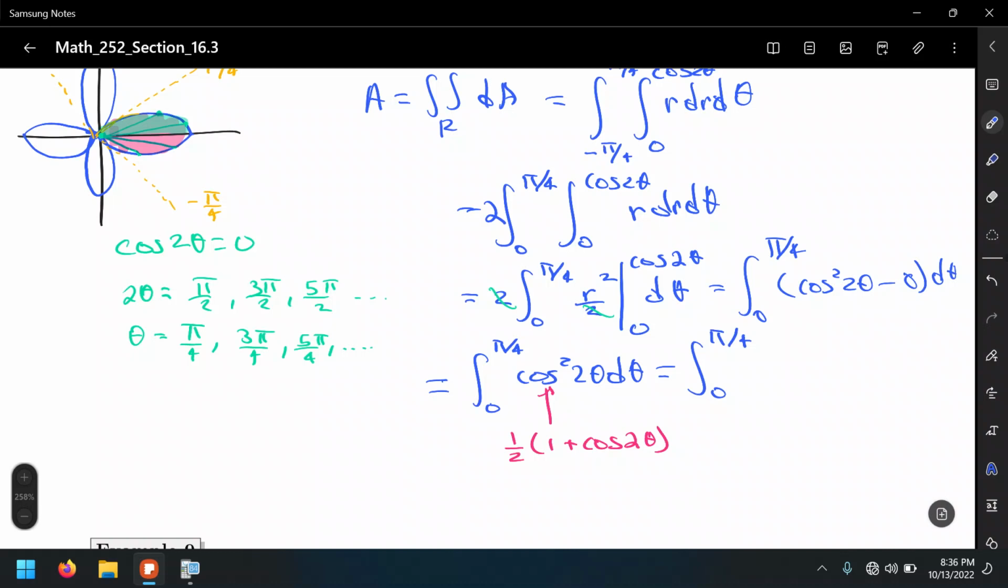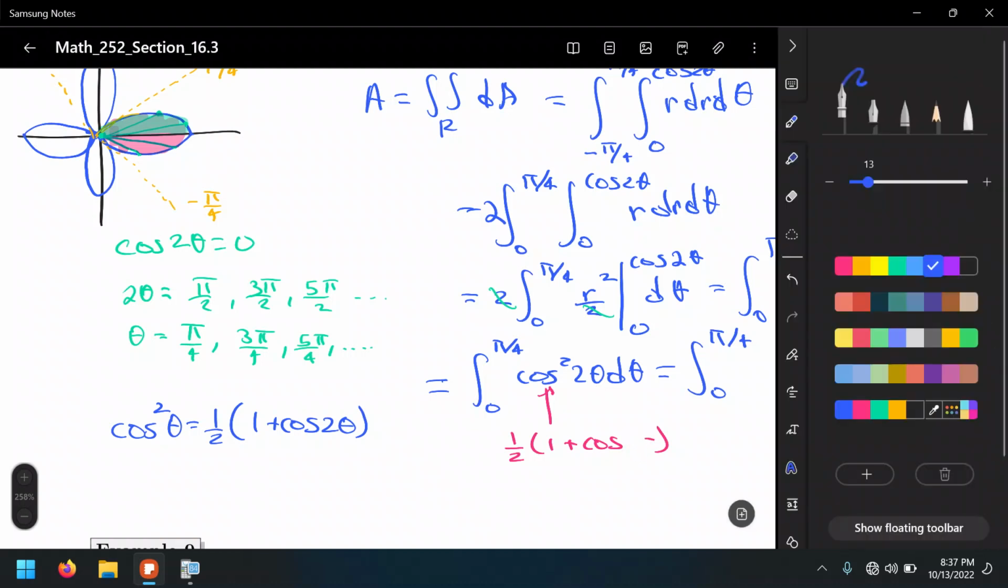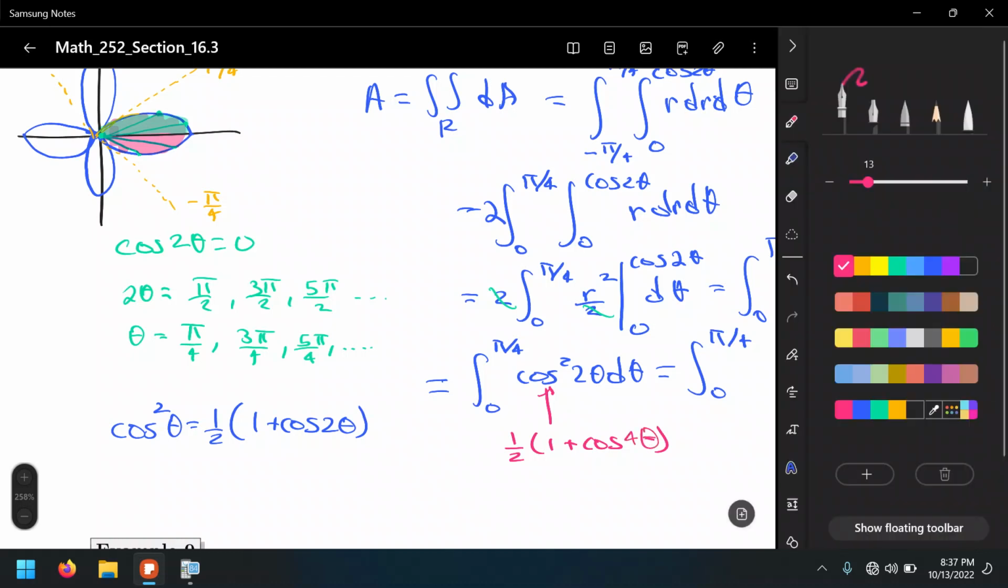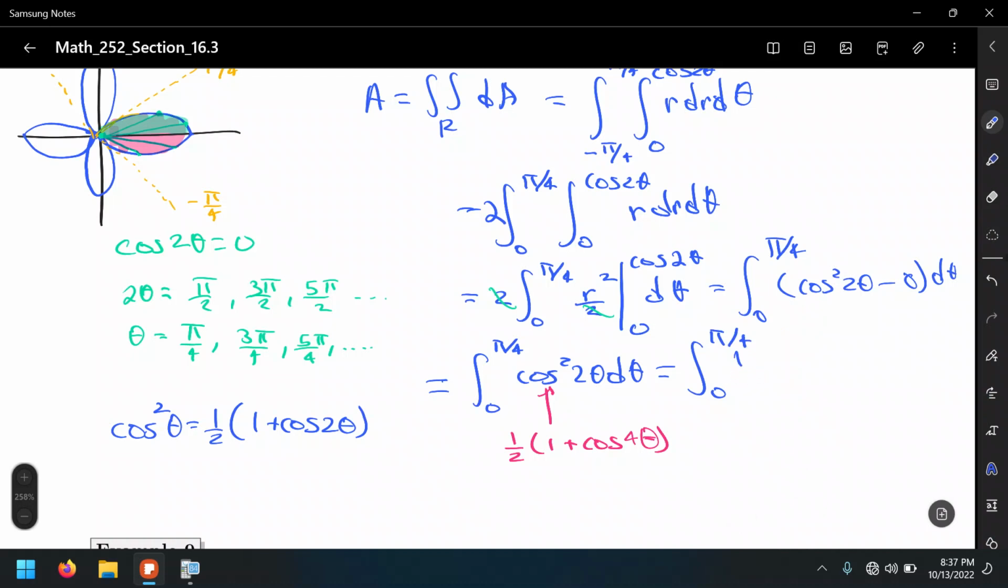But exactly, it has to be 4 theta, right? Because every time we've used this power reduction formula, the angle gets doubled. So if we had a 2 theta, that has to become 4 theta. And well, so that's 1/2 times 1 plus cosine 4 theta d theta.